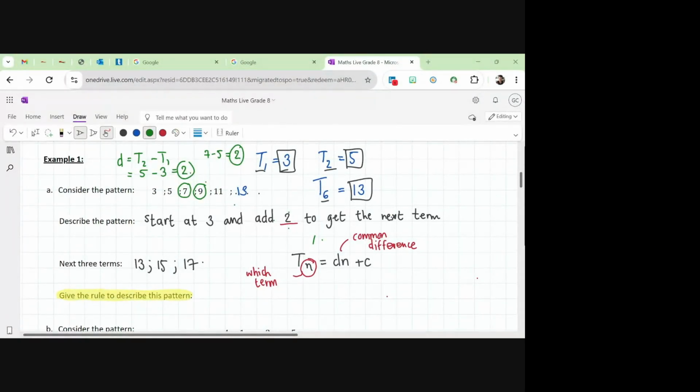How do we find that common difference? We take the second term minus the first term. Or we take the third term minus the second term. Or we take the fourth term minus the third term. And that will always give us our common difference. All right. Then the C. Does anybody know what the C stands for?